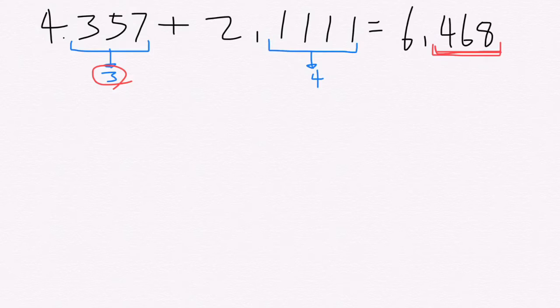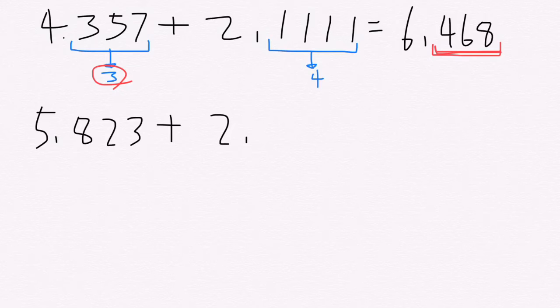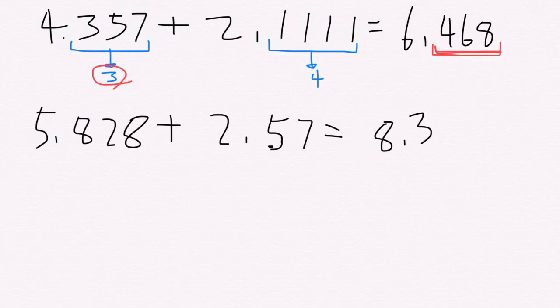So to do another example, maybe like 5.823 plus 2.57. Actually, let's change that to an 8. If we do that, what we do is we would add it up like a normal number, right? So if we add it, we get 8.398, right? Then we look at the number of decimal places.